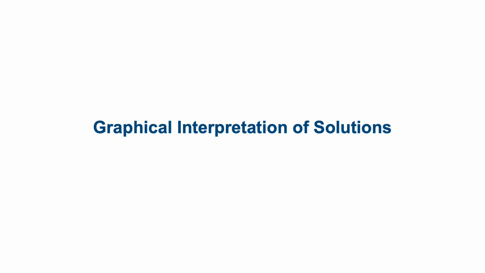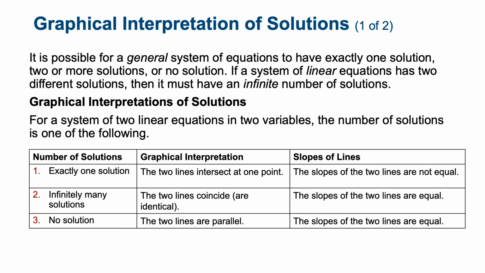Okay, so let's talk about the graphical interpretation of solutions. This section deals with lines only, so this applies only to lines. It's possible for a system of linear equations to have exactly one solution or no solution. But if a system of linear equations has 2 solutions, then it must have an infinite number of solutions, because at this level of math, lines do not bend, they're straight. So if you have two points that are the same, then all of the points must be the same.